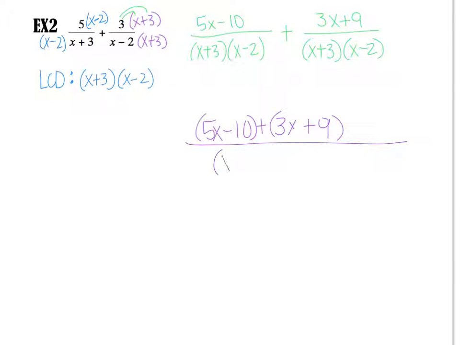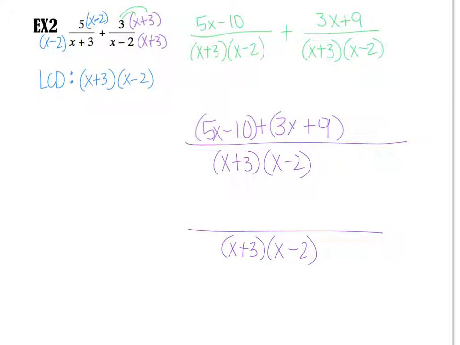I'm still going to have my x plus 3, x minus 2 denominator. Now some people can skip that step and just go straight to this one, where they can just up here combine 5x and 3x, which is the same as what you'd be doing down here. I get 8x, and then negative 10 plus 9 is minus 1. And so when I look at this, can I factor the numerator any further? 8x minus 1 is as simple as it gets, so this is my final answer.